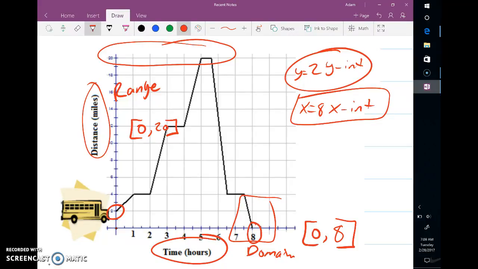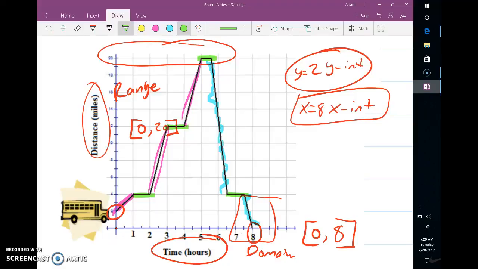So we've gotten that. The last thing that I want to talk about is intervals of increase and decrease. So this interval is going up. This interval is going up. This interval is going up. These green intervals are not increasing or decreasing. They're constant. And these blue intervals are going down. Let's see if I can get that marked. These blue intervals are going down. We have one more green one here.